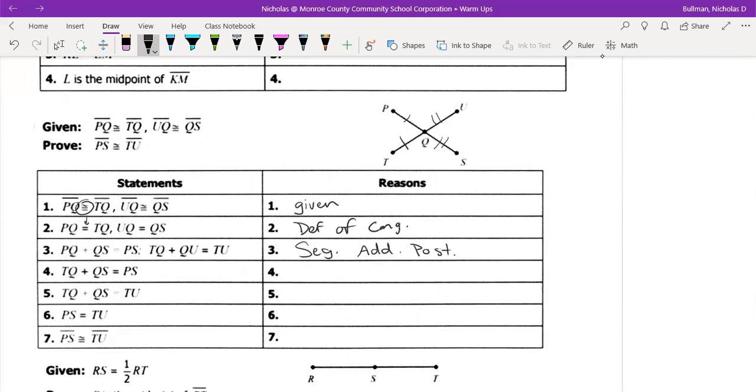Okay, then I've got TQ plus QS equals PS. So the question is, where did that come from? If I look at statement 3, this first equality statement looks pretty similar. The only difference is I replaced PQ with TQ. So I want to think substitution if I have a statement that says those are equal to each other, which in statement 2 I do. So this is my substitution property of equality.